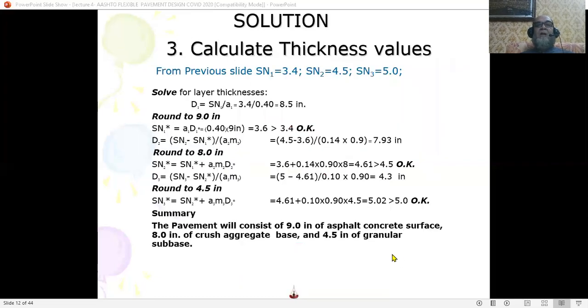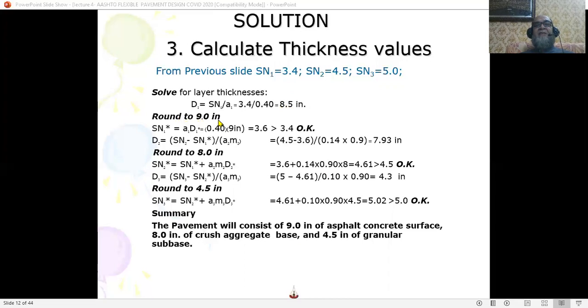Now, once you have calculated SN, then you will calculate the thickness value by using this relation. For D1, simply SN1 over A1 and this comes to 8.5. Remember, whatever value we have calculated, for the sake of a factor of safety, we increase it by 0.5. So we have calculated 8.5. We will increase by 0.5 and it becomes 9.0 inches.